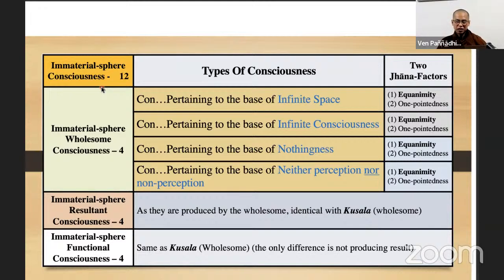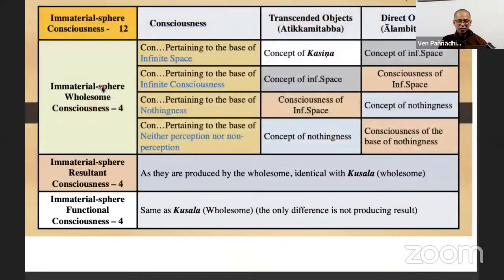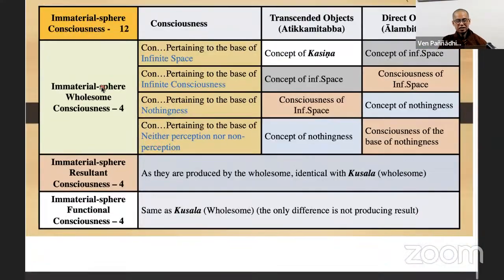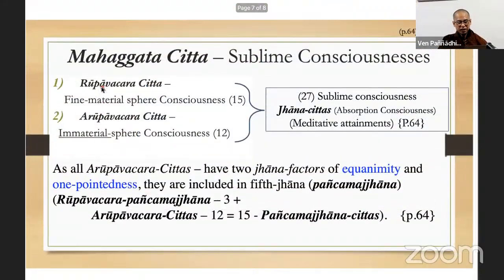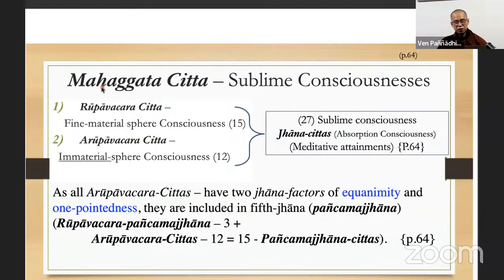1st jhana, how many 1st jhana? 3. Yes. 2nd jhana, 3. 3rd jhana, 3. 4th jhana, 3. So the form of 4 jhana, how many consciousness can we get? Form of 4 jhana, 12. Yes. So 12. Then if we count with the 5th jhana 15, 12 and 15 become 27 again.